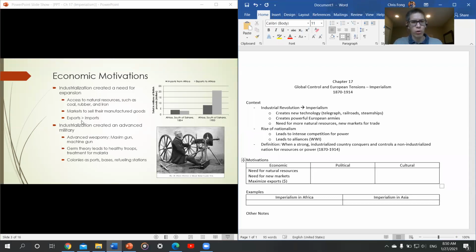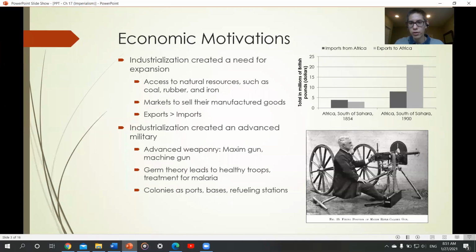Now, this second point, I know it's listed under economic motivations, but I think it's really a more political motive in that because of industrialization and all the benefits, European countries are able to develop incredibly advanced militaries. They have advanced weaponry like the Maxim gun, which is an early version of a machine gun. You can see here you'd have to sit down. It's not incredibly mobile, but it was on wheels. It weighs several hundred pounds. So new weapons like the Maxim gun or the machine gun allows them to relatively efficiently conquer and control native populations.